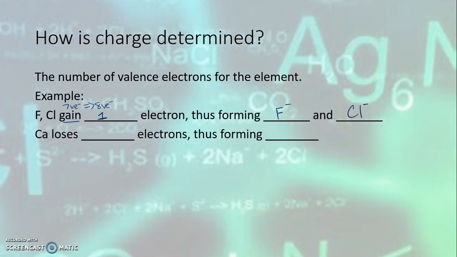Okay, well, calcium, another example, is a metal, and metals lose, they give away. Calcium has 2 valence electrons. Metals are going to give away all of their valence electrons, so calcium is going to give away 2 electrons, thus forming calcium with a +2 charge. Okay, just review.